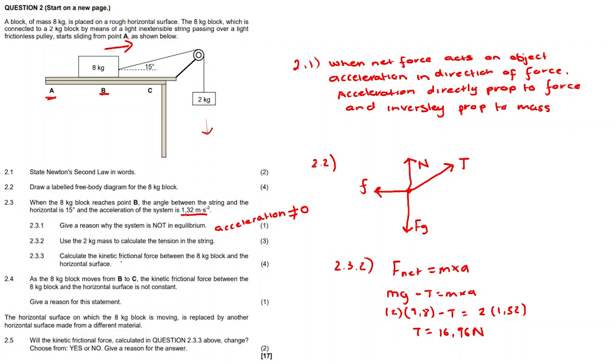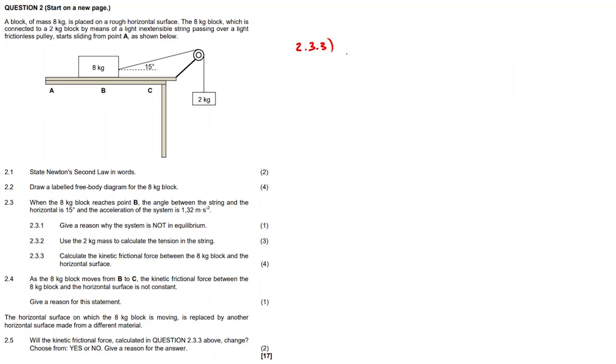Question 2.3.3. Calculate the kinetic frictional force between the 8 kg block and the horizontal surface. I'm going to do this on the next page so that there's more space. We want to calculate the frictional force between the 8 kg block and the horizontal surface, so the force that's acting in this direction. This force is opposing the horizontal component of the tension, because these are two horizontal components. F net is equal to m times a, and the F net would be the horizontal force of the tension, therefore T cos 15, as this is the angle, minus the friction force is equal to m times a.